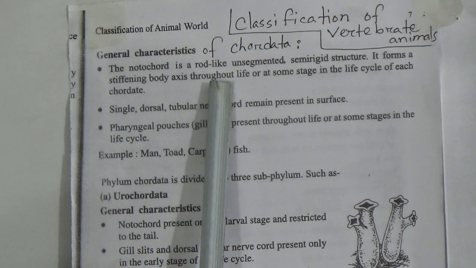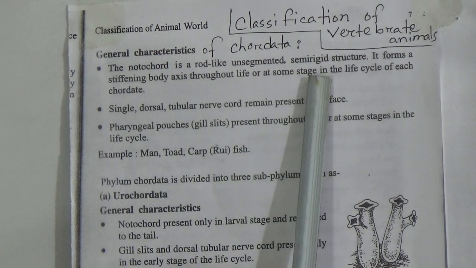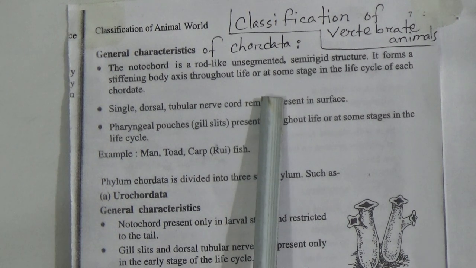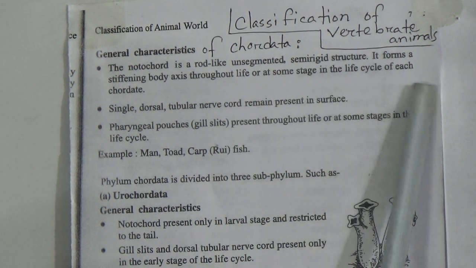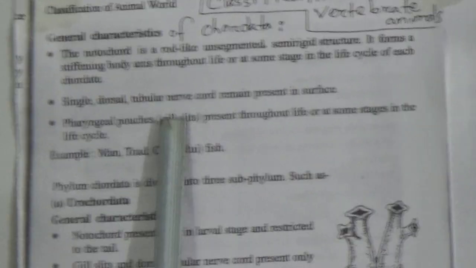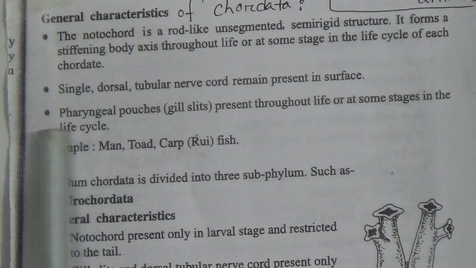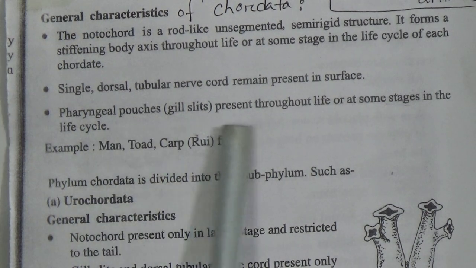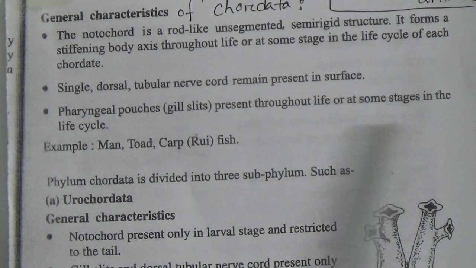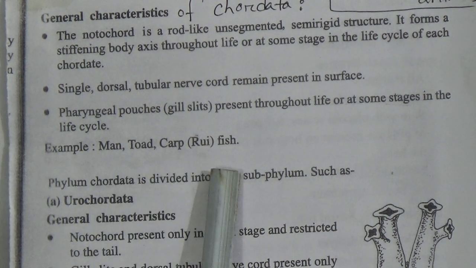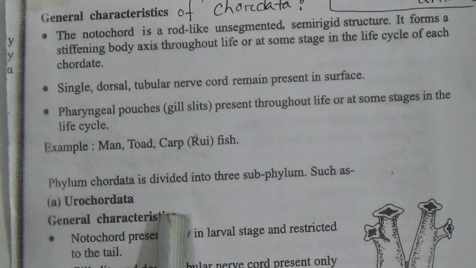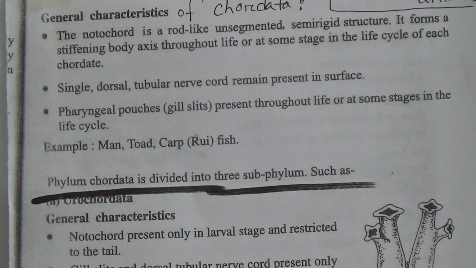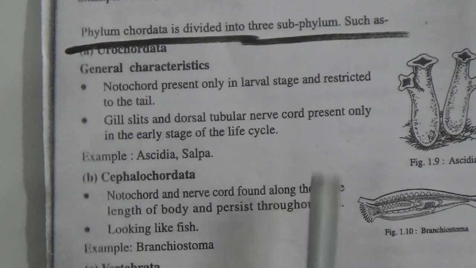The notochord is a rod-like, unsegmented, semi-rigid structure. It forms a stiffening body axis throughout life, or at some stages in the life cycle of each chordate. A single dorsal tubular nerve cord is present, and the last characteristic of chordata is pharyngeal pouches present throughout life or at some stages in the life cycle. For example, man, toad, carp, that is rui fish, etc. Phylum chordata is divided into 3 subphyla, such as urochordata, cephalochordata, and vertebrata.